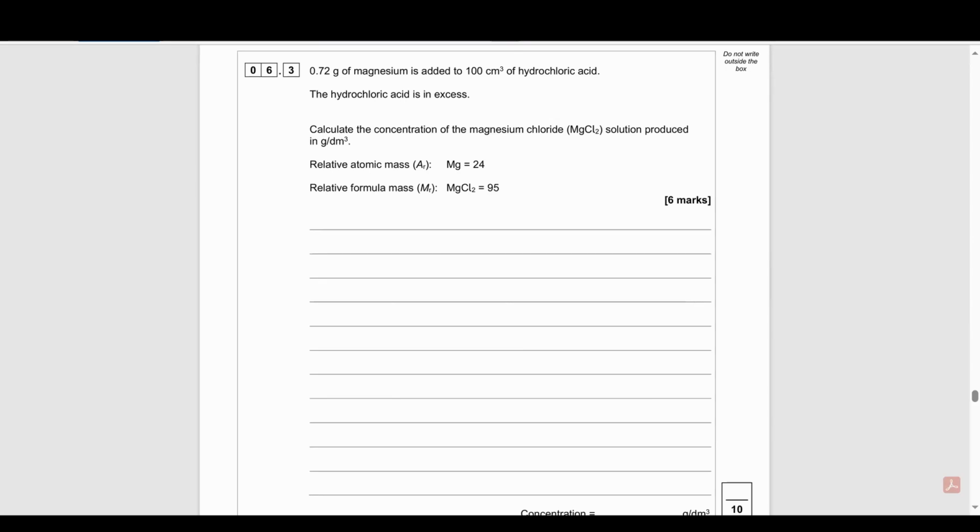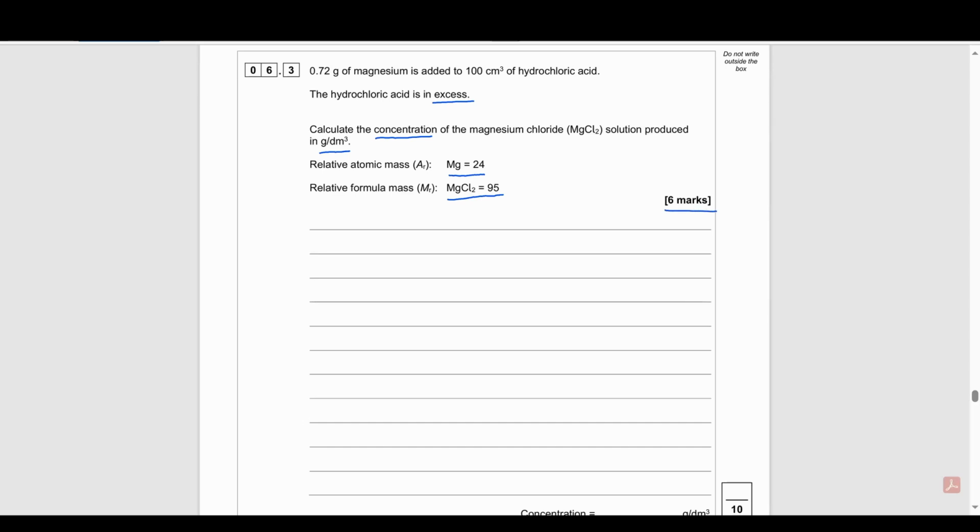(6.3) 0.72 grams of magnesium is added to 100 centimeter cubed of hydrochloric acid. The hydrochloric acid is in excess. Calculate the concentration of the magnesium chloride solution produced in grams per decimeter cubed. The relative atomic mass of magnesium is given. The relative formula mass of magnesium chloride is given. 6 marks.